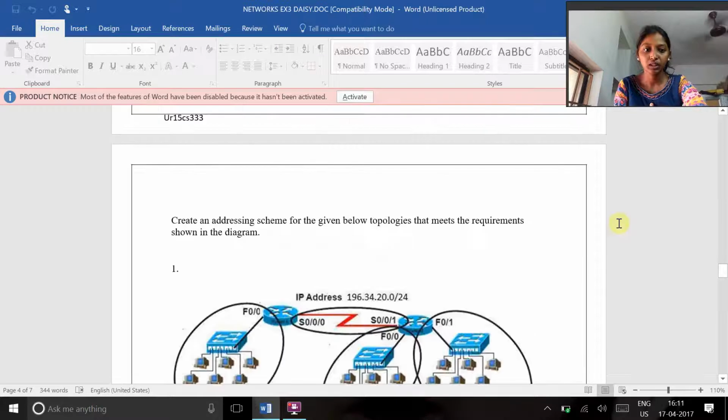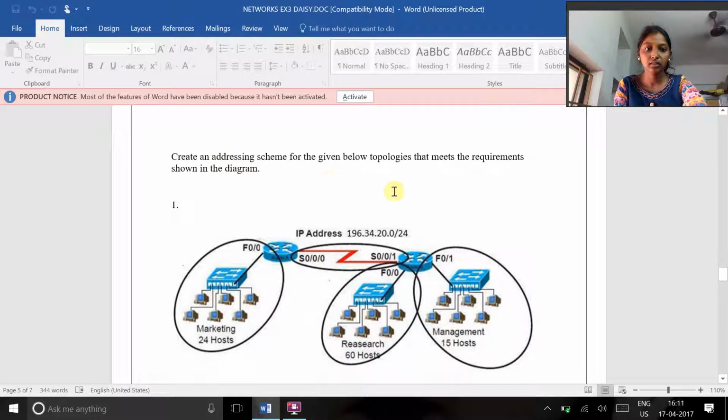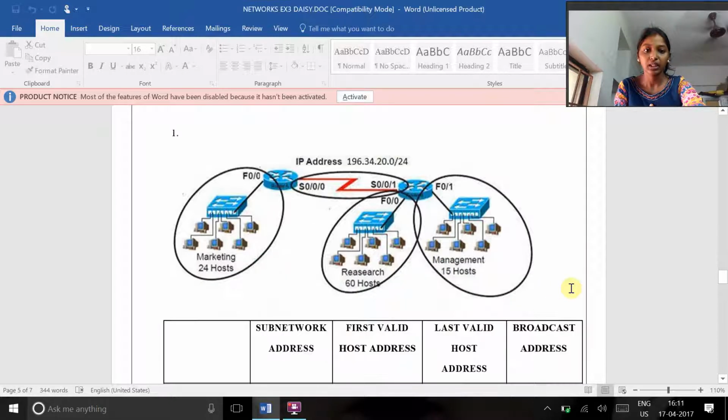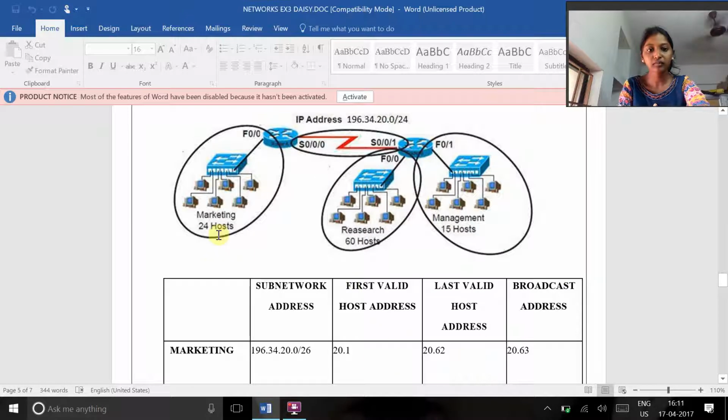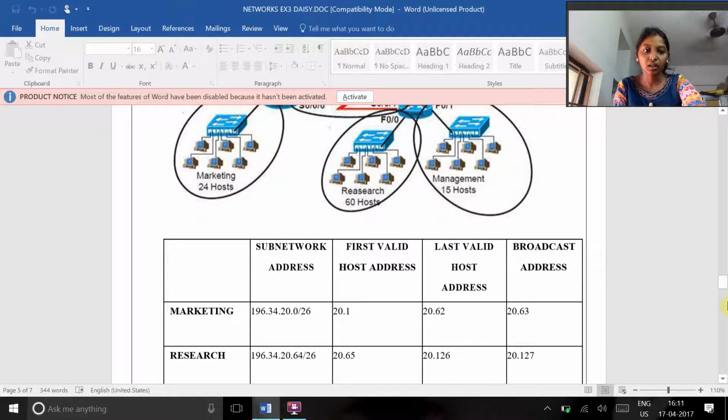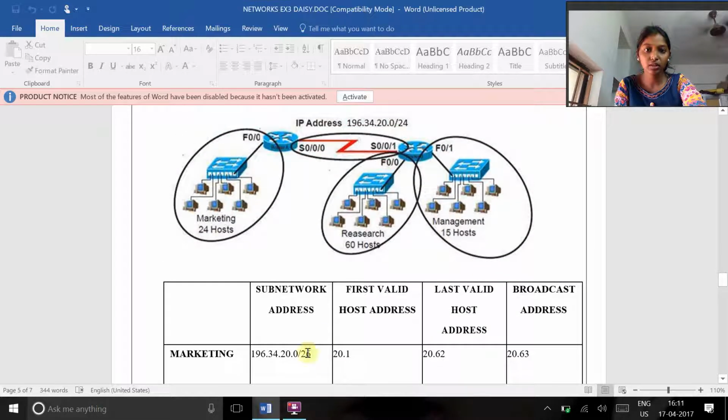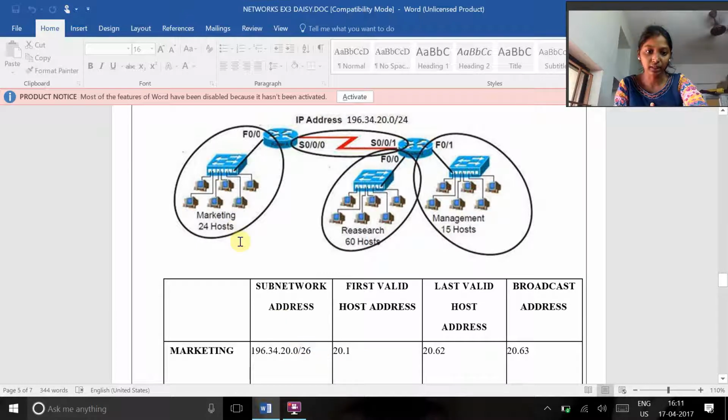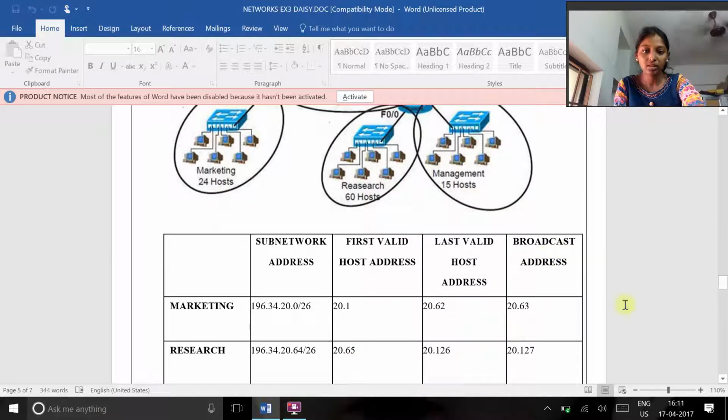And here they have given: create an addressing scheme for the given topologies that meets the requirements shown in the diagram. Here this is our diagram, our topology. Here we have four networks: marketing, research, management and this one. Now for marketing we have the subnetwork address as 196.34.20.0/26, and the first valid address will be 20.1 and the last will be 20.62 and the broadcast address will be 20.63. Next, for research we will have 196.34.20.64/26, and the first will be 20.65, the last valid will be 20.126 and the broadcast address will be 20.127.